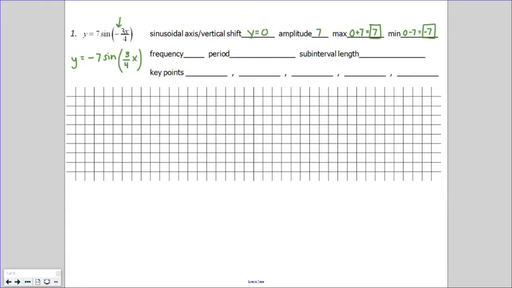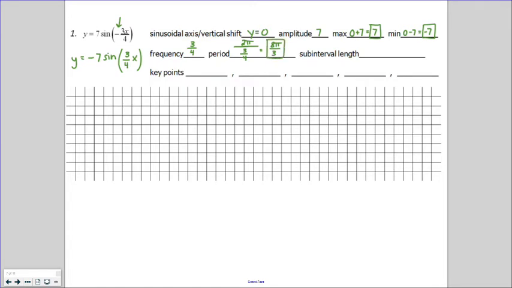The frequency is the number on the inside of our sine or cosine function with x. In this case, our frequency is 3/4. The period is always the standard period divided by our frequency. Because we have x as our variable, the standard period we're going to represent as 2 pi instead of 360 degrees. This is going to get us 8 pi over 3 as our period.